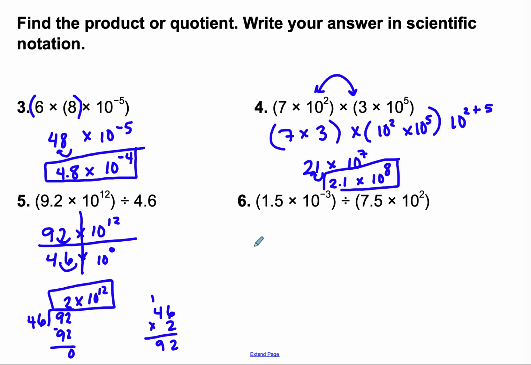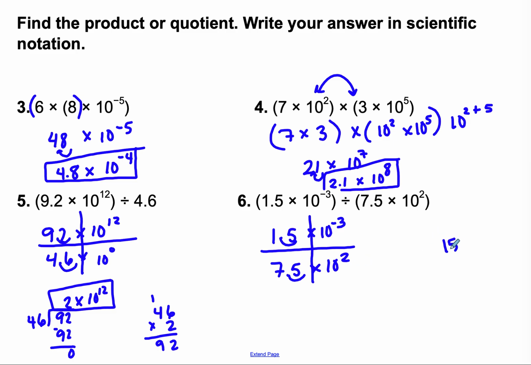All right, let's take a look at our next one. 1 and 5/10 times 10 to the negative 3rd divided by 7 and 5/10 times 10 to the 2nd. All right, let's write the problem out. 1.5 times 10 to the negative 3rd divided by 7.5 times 10 to the 2nd power. Okay, let's split our division problems here. 1.5 divided by 7.5. My second number is a decimal. I'm going to need to get rid of that decimal place. So now I'm doing 15 divided by 75.